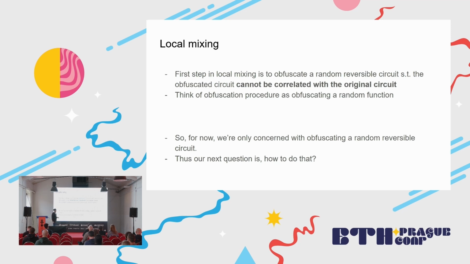The first step in the local mixing approach is to obfuscate a random reversible circuit, like a randomly sampled one. You just sample a reversible circuit out of nowhere, and you have to obfuscate that. If you're familiar with cryptography, you can think of it as needing to come up with an obfuscation scheme that obfuscates a random functionality. That's the first goal of local mixing. So for now, we'll be only concerned with how to obfuscate a random reversible circuit.